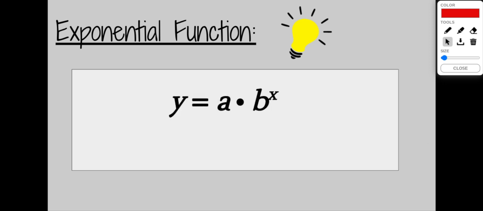This is what it looks like. Y equals a times b to the power of x. The a represents the y-intercept. This is the place where the function is going to be touching the y-axis or passing through the y-axis. It's the point when x equals 0.